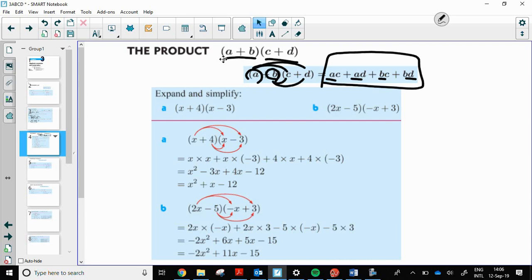So down below we have 2 examples. In the first one we have x times x, which is x squared, x times negative 3, which is negative 3x, 4 times x, which is 4x, and 4 times negative 3, which is negative 12. Combine like terms, and that's our answer, x squared plus x minus 12. Same thing in the one below. I have nothing else to add to it. Pause if you'd like to read it and think about it for a moment.